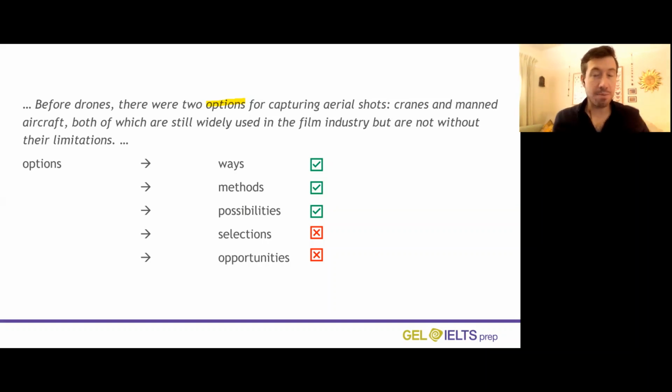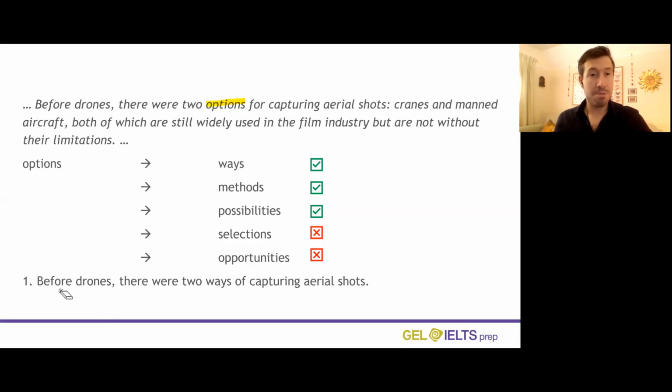So let's see an example true, false, not given question from the IELTS. It could look like this: "Before drones, there were two ways of capturing aerial shots." And you would have to read that sentence and say, is that true, false, or not given? So you'd highlight the most important words, and you'd say, before drones, there were two options for capturing aerial shots. Before drones, there were two ways of capturing aerial shots. Does that have the same meaning? Yes, it does. So this answer would be true for this one.